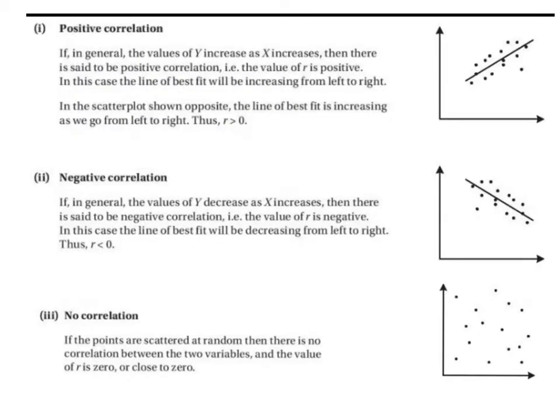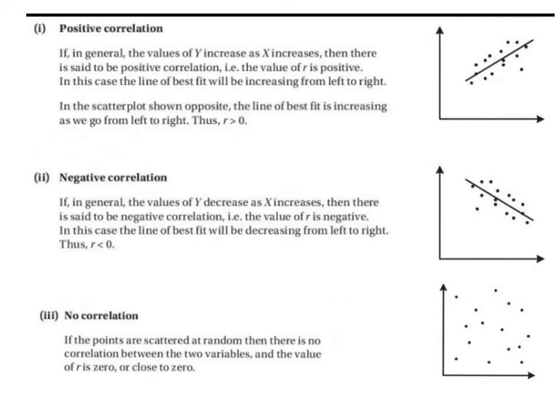Positive correlation. If, in general, the values of y increase as x increases, then there is said to be positive correlation, i.e. the value of r, the correlation coefficient, is positive. In this case, the line of best fit will be increasing from left to right. In the scatter plot shown opposite, the line of best fit is increasing as we go from left to right. Thus, r, the correlation coefficient, is greater than 0. So we can see it's going uphill from left to right.